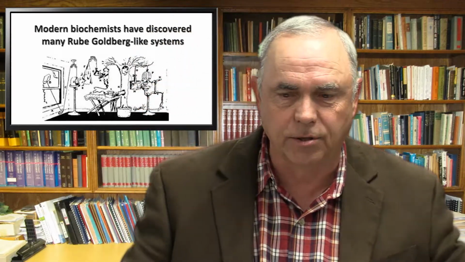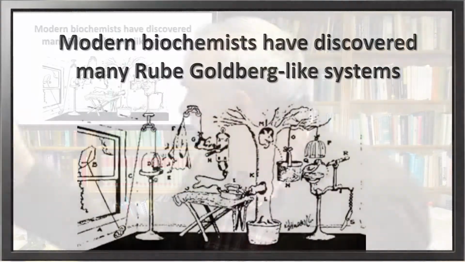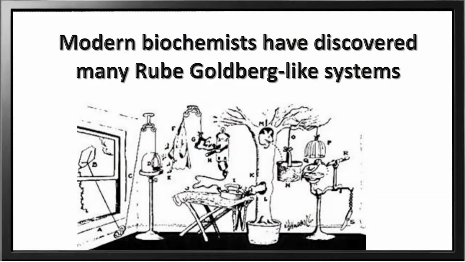If you remove any one of those, you could almost liken it to dominoes in a way. You remove a couple of dominoes and you're trying to turn those dominoes over, you're going to stop. It's going to function to a point and then it's going to stop. So think of this when you're thinking of irreducible complexity. Modern biochemists have discovered many Rube Goldberg systems. They have. We're going to look at a few.